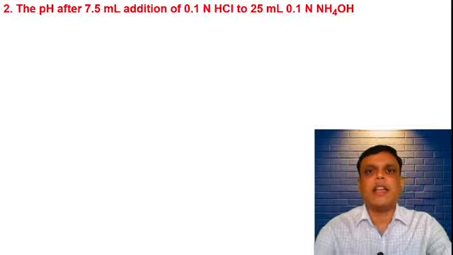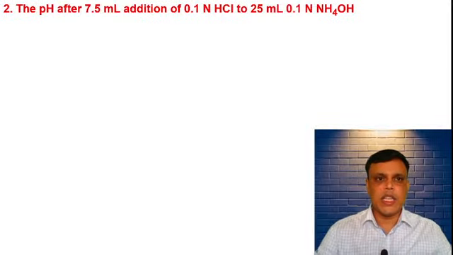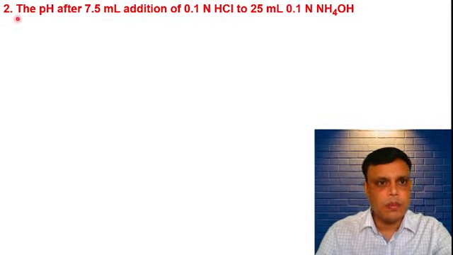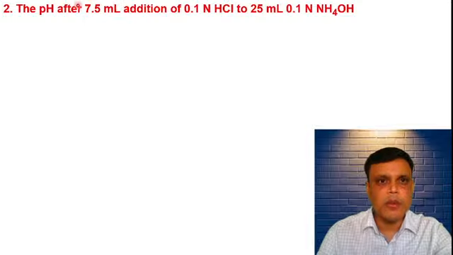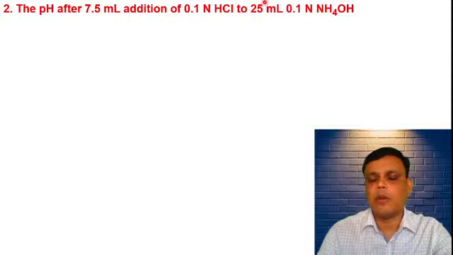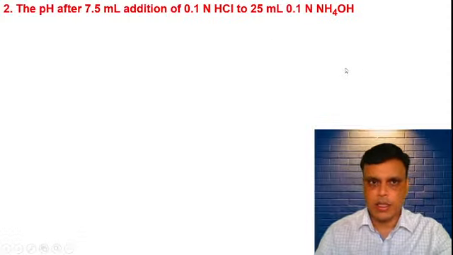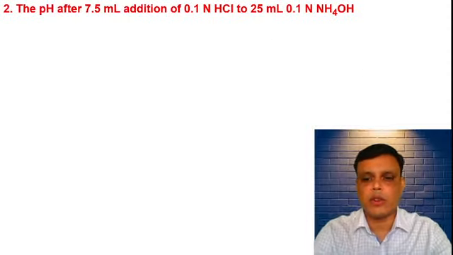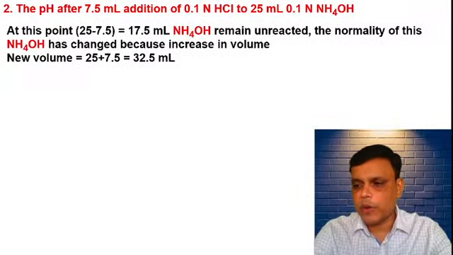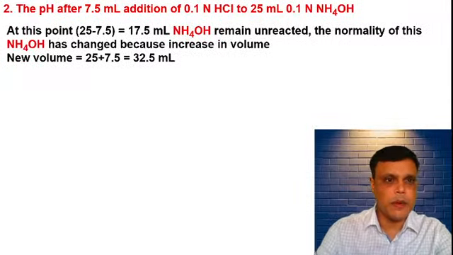Okay, so this is your first condition. Then the second point, we will see the pH after 7.5 ml addition of 0.1 normal HCl to 25 ml of 0.1 normal ammonium hydroxide. This is our second calculation of pH. So at this point what will happen?